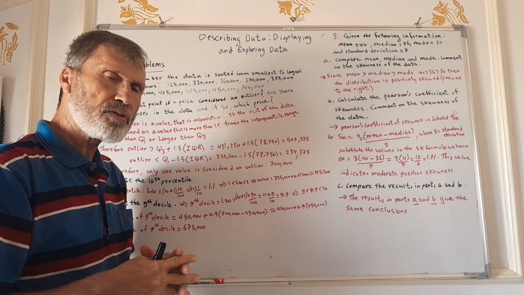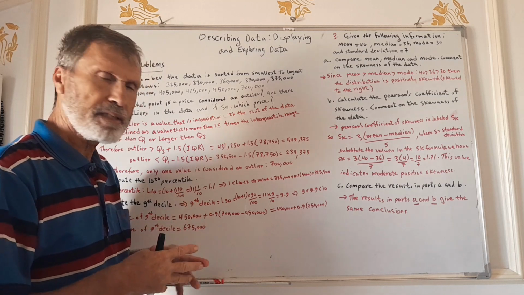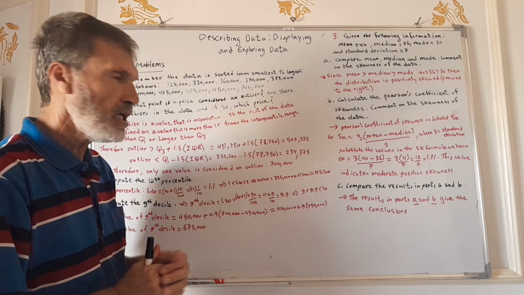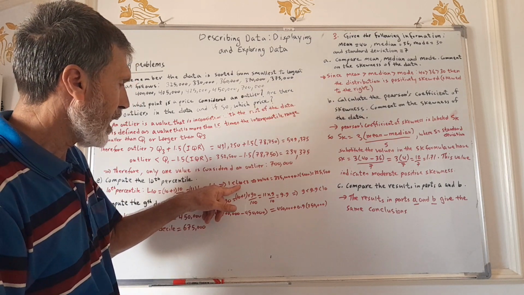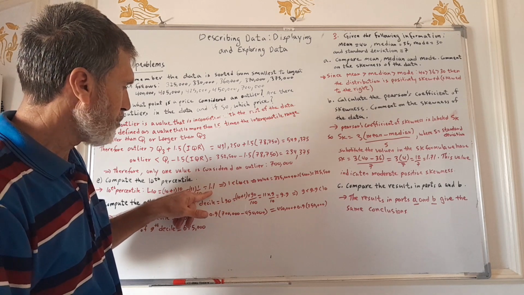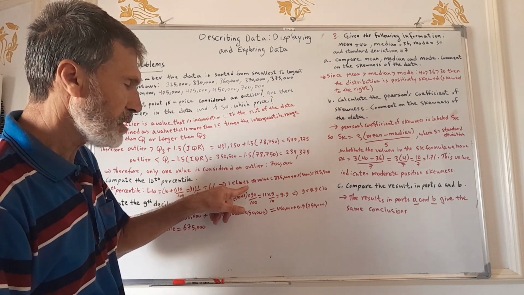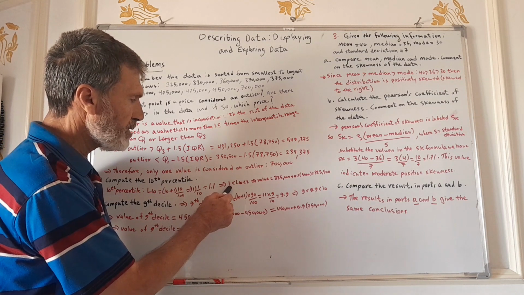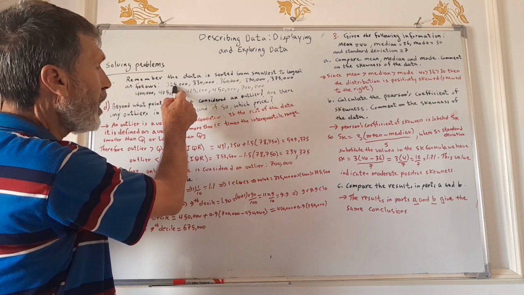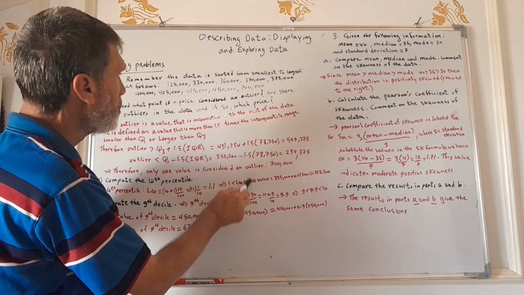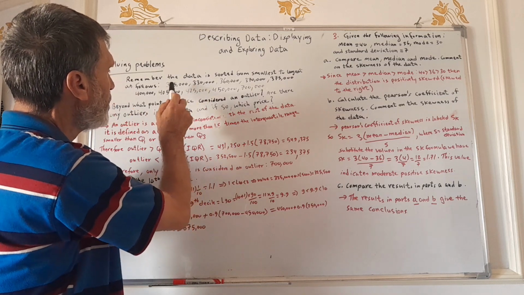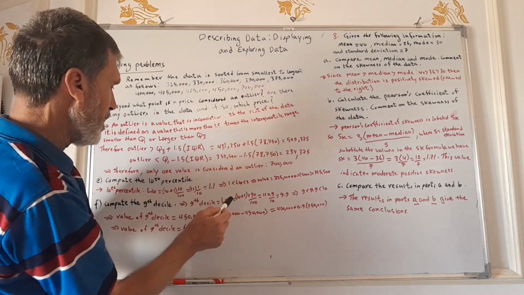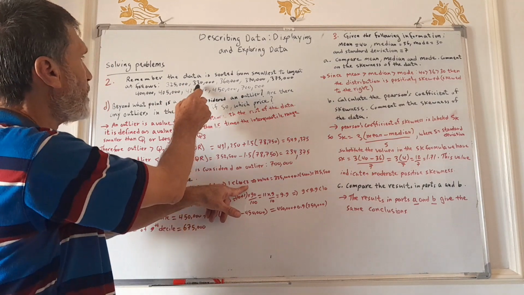So we have to work with this to find the value of the 10th percentile. We know that L10, which is 1.1, is greater than 1 and less than 2. So the value in location 1 is 325,000, and the value in location 2 is 330,000.